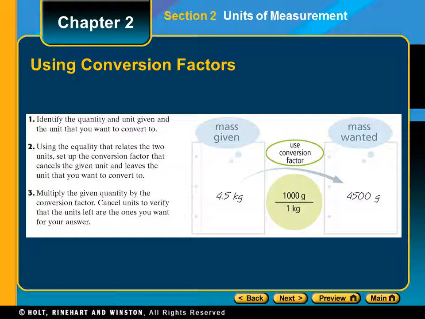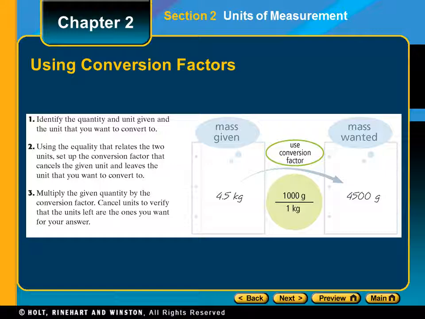This chart shows you, in more scientific terms, how we use conversion factors. Well, identify the quantity and unit given and the unit that you want to convert to. Okay? So, number 1, your quantity and unit given, you've got 4.5 kilograms. You want your mass in grams.